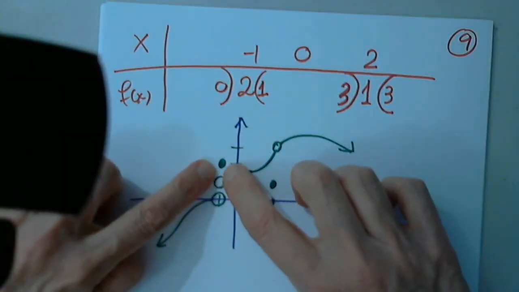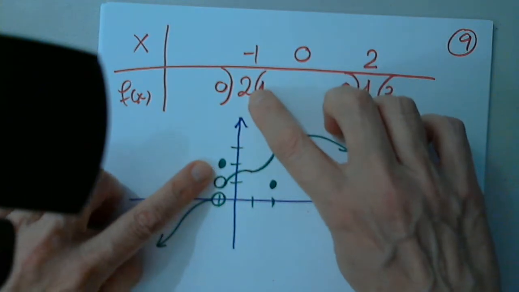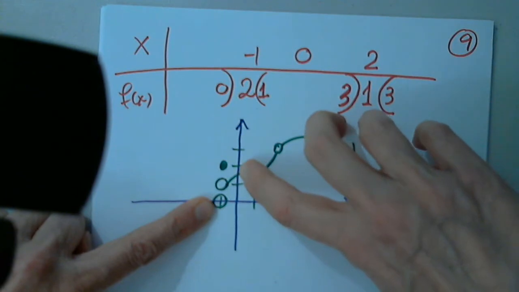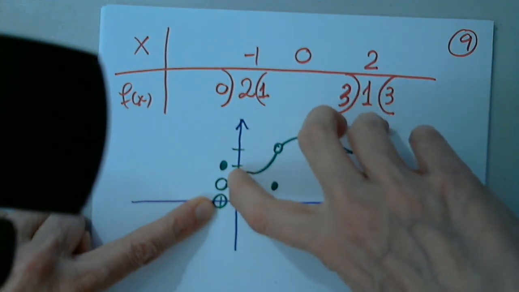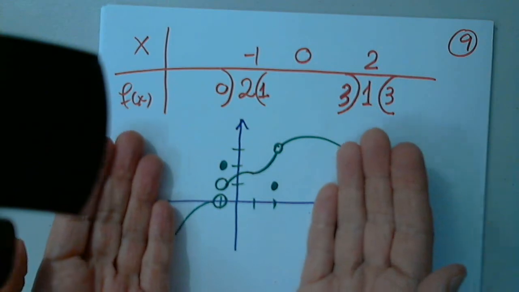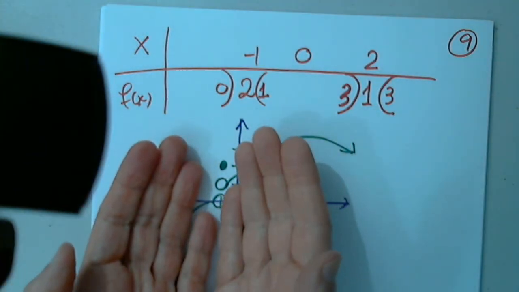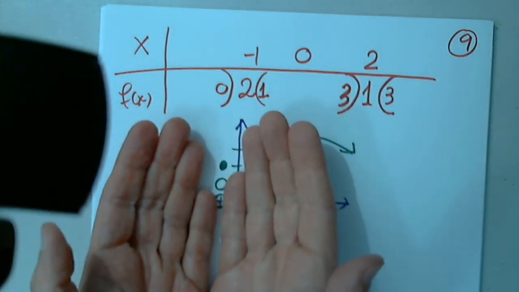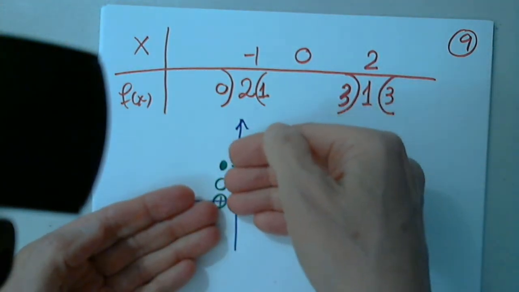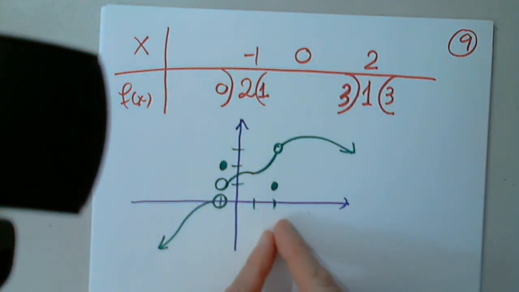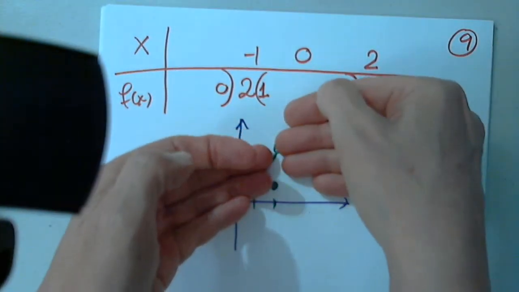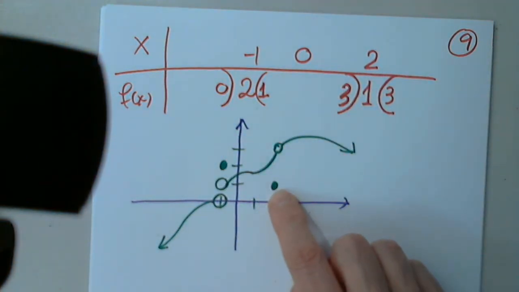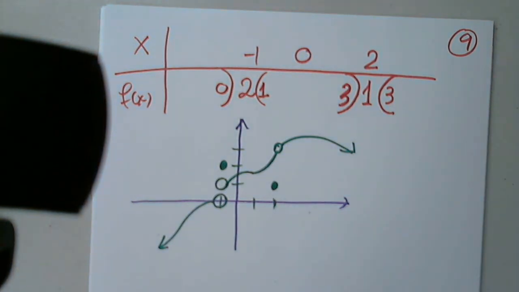Here, -1, 2 is the full point. The limit from the left is 0. The limit from the right is 1. The limit from either side, of course, does not exist. The function value is 2. But the limit from either side does not exist because the left is 0 and the right is 1. Here, the limit from either side exists, and it is 3. The function value is 1. And that's my function.